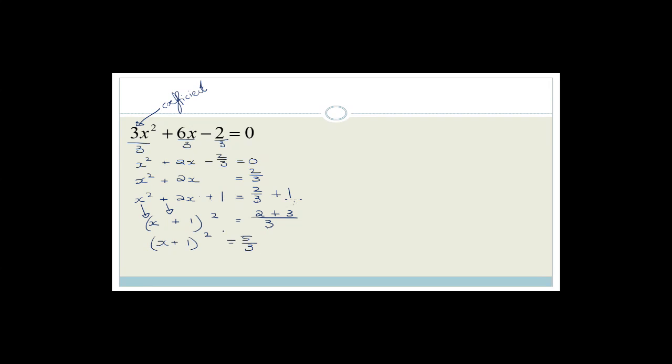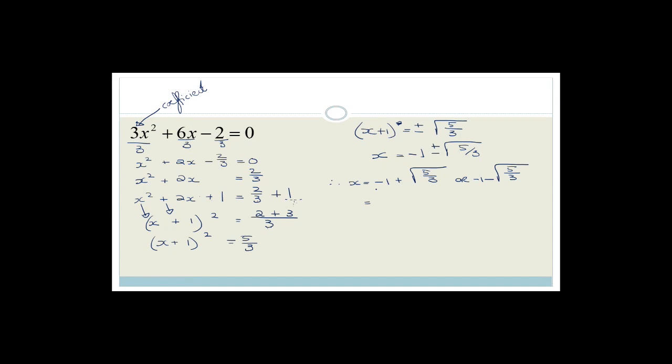Yes, I took an extra step now. So if I write over here, do you see I've got x plus 1 all, okay, is equal to plus or minus the square root of 5 over 3. So therefore, we've got x is equal to minus 1 plus or minus the square root of 5 over 3. Therefore, we can say that x is equal to minus 1 plus the square root of 5 over 3, or minus 1 minus the square root of 5 over 3.